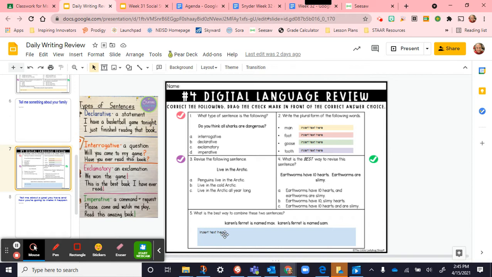If I were to say, like here on A, earthworms have 10 hearts, comma, and earthworms are slimy. That sentence is correct. That's fine to write it that way. But it would be better, instead of saying earthworms again, if we said earthworms have 10 hearts and are slimy, then I don't have so much repetition. So even though A is correct, C is stronger because it doesn't have that repetition.